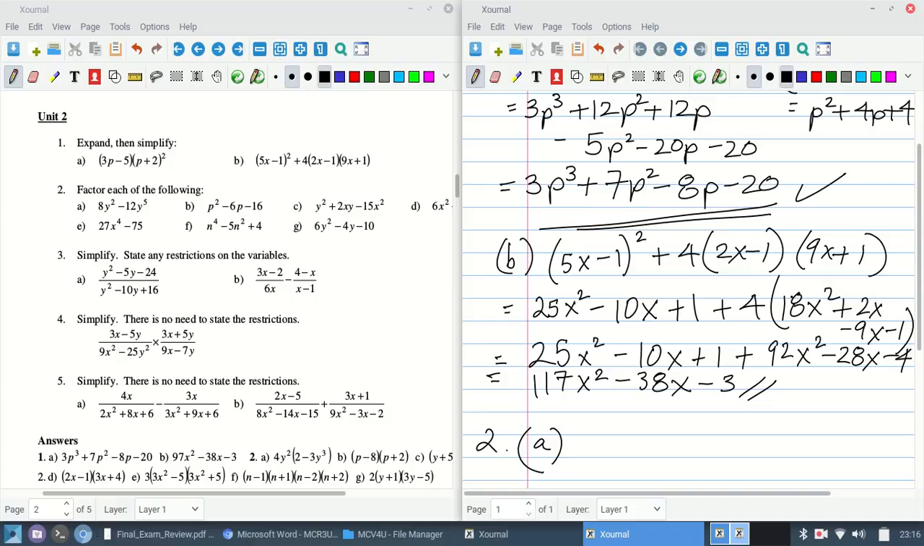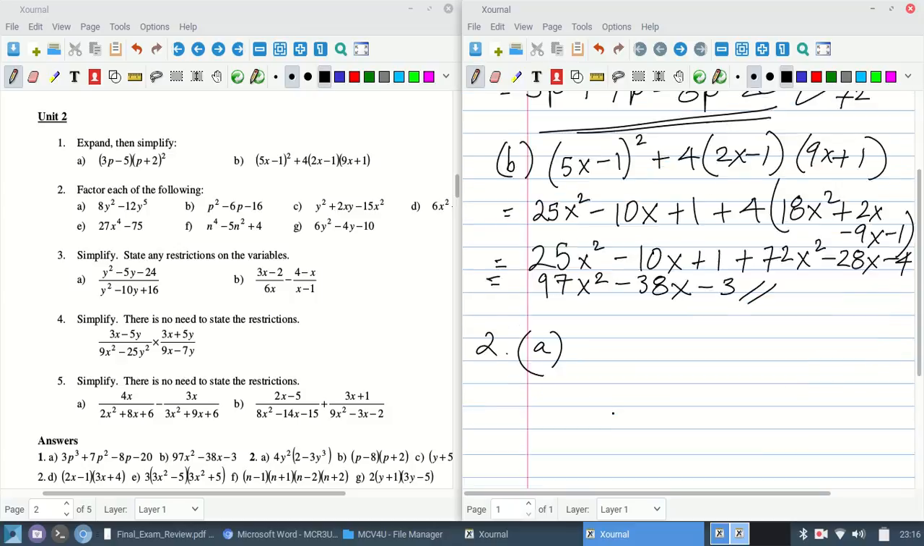So it is, let me check 4 times 18. Maybe I screwed up on that. So I've got the wrong answer on one of them. Oh, this was 72, not 92. Okay, 72, my bad. So 72 plus 25, that actually is 97. Good. Always check your work. So we've got 97x squared minus 38x minus 3. Now we're good, now we can move forward.